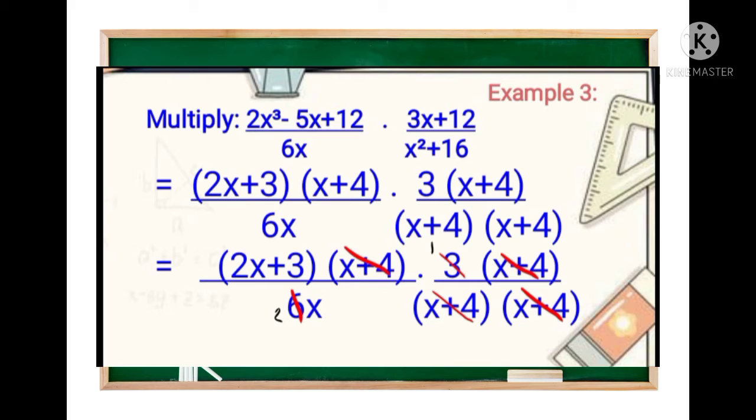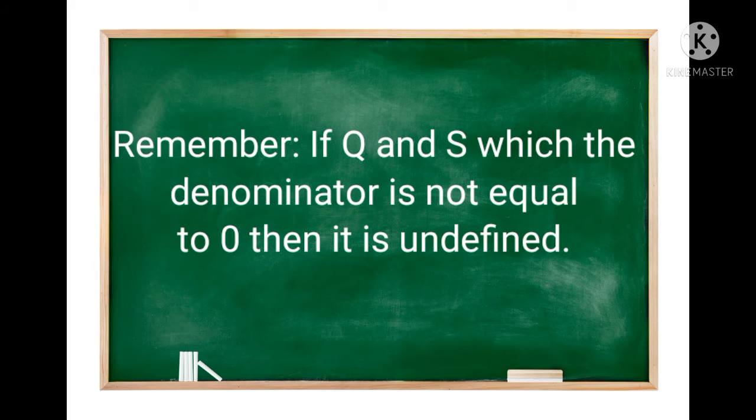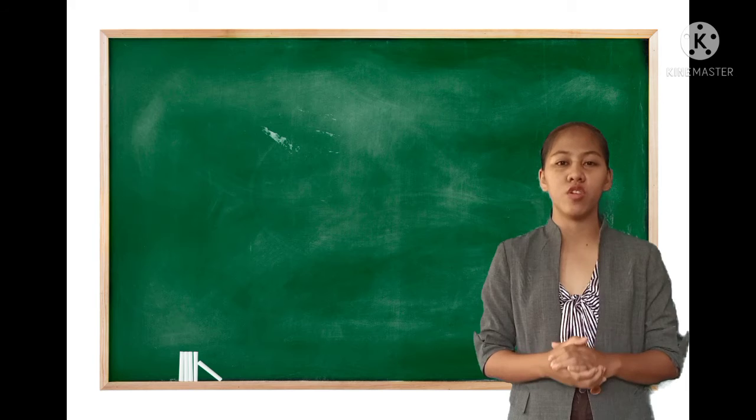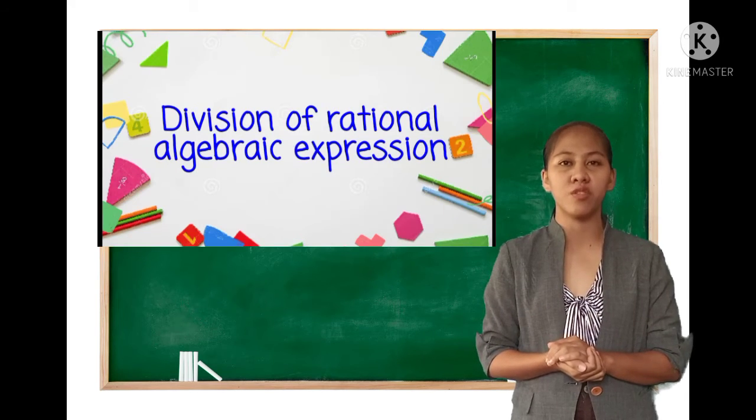Next is divide by common factors. So the common factor of 6 and 3 is 3. Then cancel out the same value x plus 4. And the remaining is 1 times the quantity of 2x plus 3 over 2x, and the answer is 2x plus 3 over 2x. Remember, if Q and S, which are the denominators, are equal to 0, then it is undefined. Now class, we are done with multiplication of rational algebraic expressions. Now let's proceed to division of rational algebraic expressions.